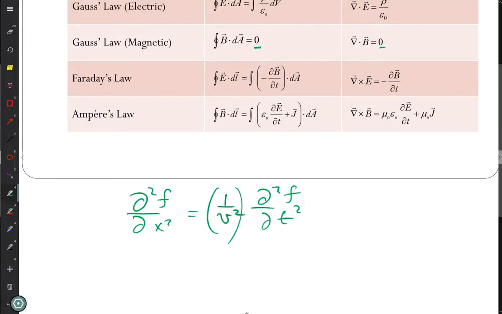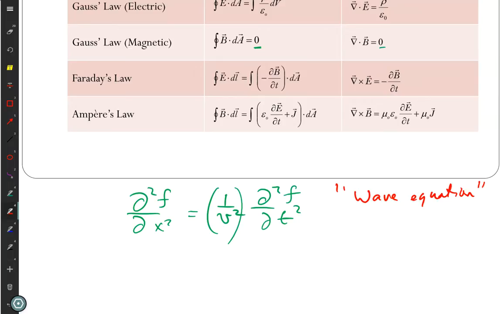This is what we call the wave equation. If a function fits into this equation, that is, if I take the second derivative of the function with respect to position, and that's equal to a constant times the second derivative with respect to time, then that is a wave. It can support a wave. And you can get the speed by whatever's in that parenthesis.